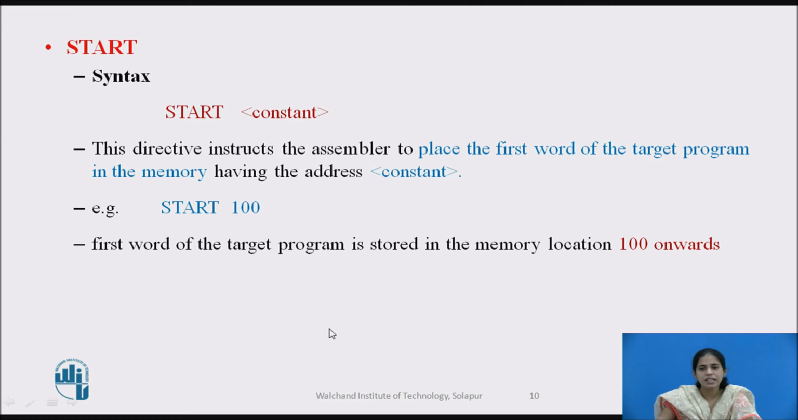This directive instructs the assembler to place the first word of the target program in the memory that has the address constant. Suppose the example given is START 100. What does it indicate? It indicates that for whatever target program we generate, the first word of that target program must be stored at memory location 100 onwards. So START 100 means the first word of the target program is stored at memory location 100 onwards. So this is the assembler directive START.